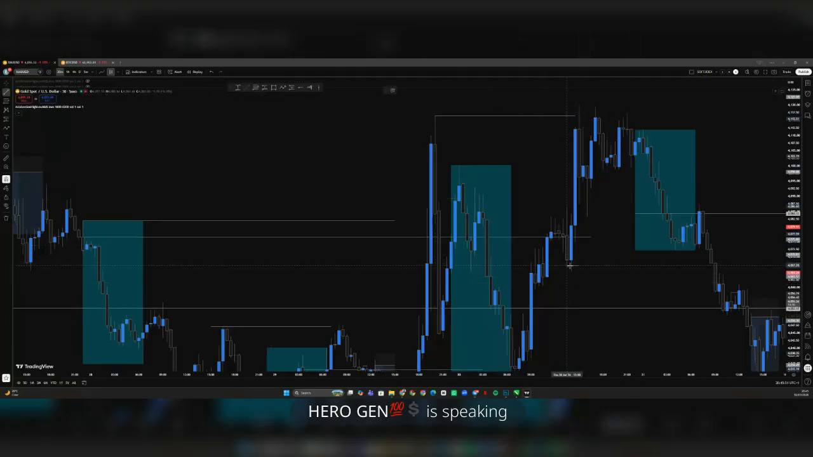So price took out liquidity, not even from a key level. You can see price didn't tap this key level. It just took out liquidity, and you can see the internal liquidity, then price needs to take out external liquidity. So price moves from liquidity to liquidity. It's very, very important.